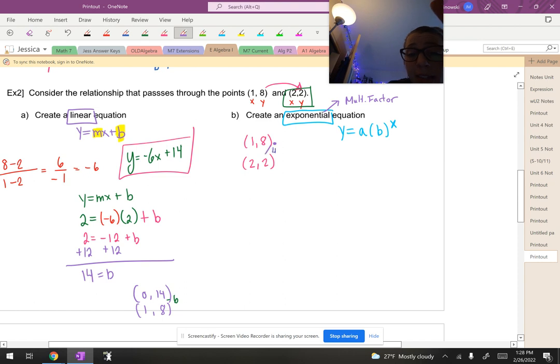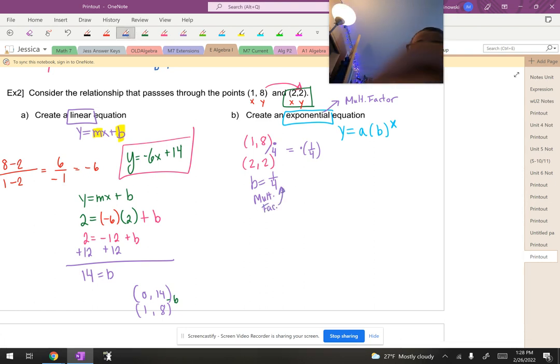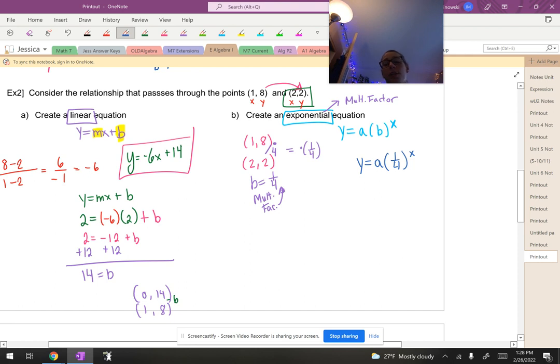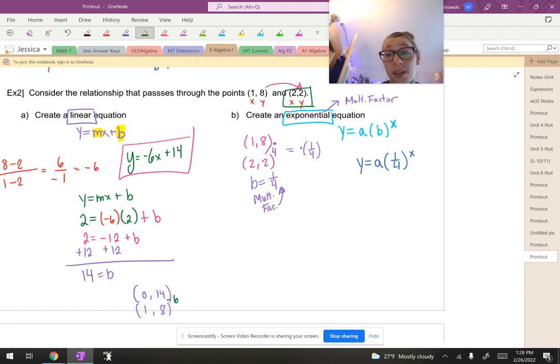Well, 8 divided by 4 gets me 2. Dividing by 4 is the same thing as multiplying by 1/4. So this tells me that my base, or my multiplying factor, is 1/4, which I'm going to use in my equation right away. So y equals, still don't know what the a is yet, and the base is 1/4 to the x. So we could do a little work backwards to get that y-intercept, or we could actually plug stuff in like we did in A and actually solve it.